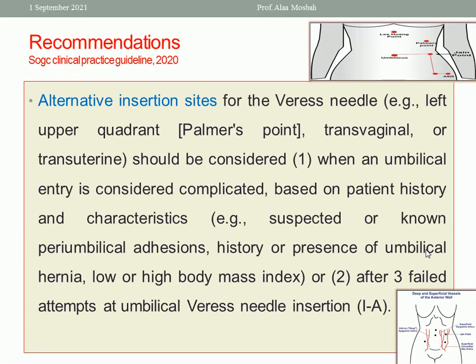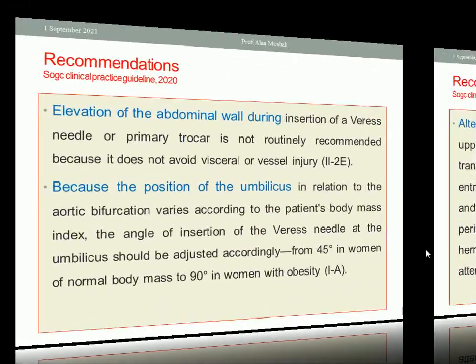Alternative insertion sites for the Veress needle, for example, left upper quadrant, what's called Palmer's point, transvaginal or transuterine, should be considered when an umbilical entry is considered complicated based on patient history and characteristics like periumbilical adhesions, history of or presence of umbilical hernia, low or high body mass index. Two, after 3 failed attempts at umbilical Veress needle insertion, it should go to an alternative site of insertion.